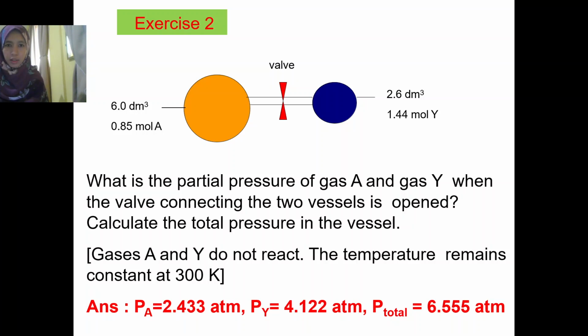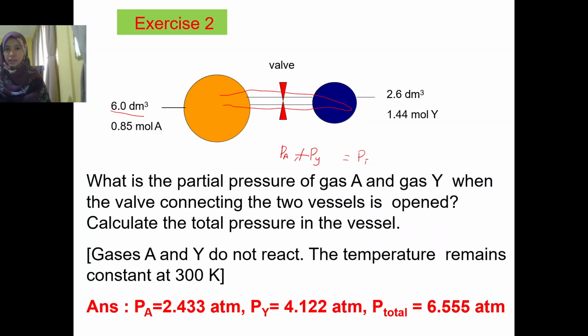So bila valve ni dibuka, so gas A akan mix dengan kawasan gas Y. So meaning sekarang ni, instead of volume dia 6 liter, dia akan jadi volumenya 2.6 plus 6 untuk kedua-dua gas. Okay, calculate partial pressure, meaning P for A and P for Y, and total pressure of the vessel. So then P total. So kalau dah dapat dua-dua ni, bolehlah calculate P total. Tambah je PA dengan PY. So given the final answer there.